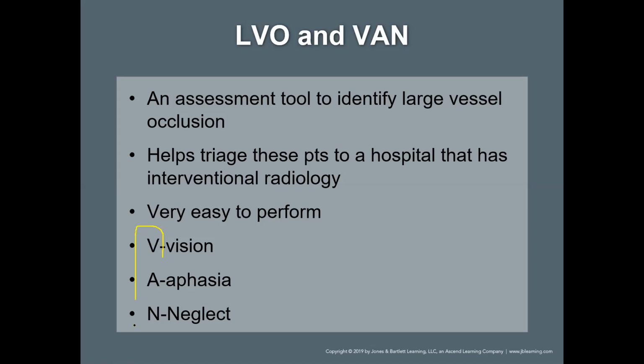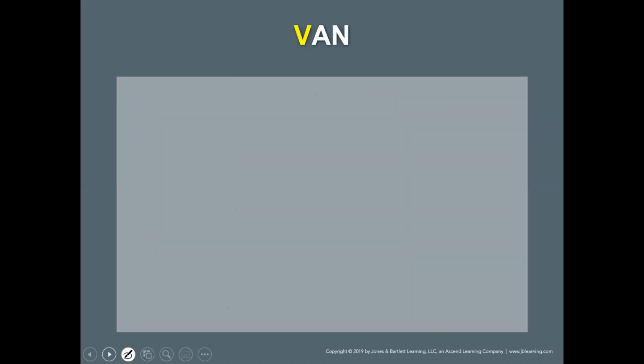So we're going to go over it again. I know you just watched the doctor do it. First off, before we get to the VAN assessment, if they don't have arm weakness at all, we don't do the VAN assessment. If they have arm weakness, then we get to do the VAN assessment.